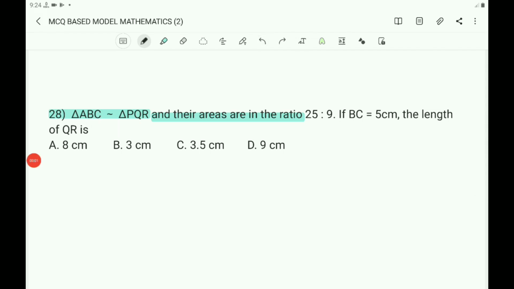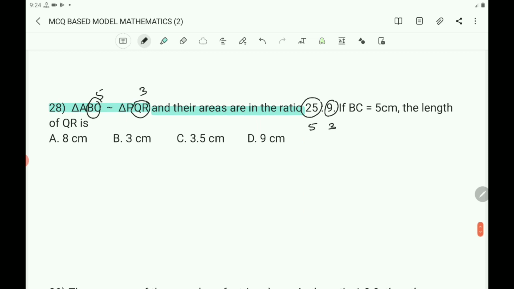Areas of similar triangles are proportional to the squares of the corresponding sides. So here you take the square root of 25. Square root of 25 is 5. Then what is the square root of 9? That is 3. Here if you consider BC is 5, its corresponding side QR must be 3. So the length of QR is 3 cm. What is the answer here? B, 3 cm is the answer.